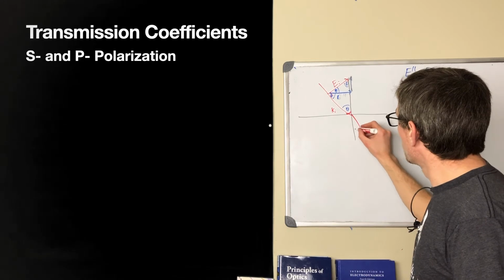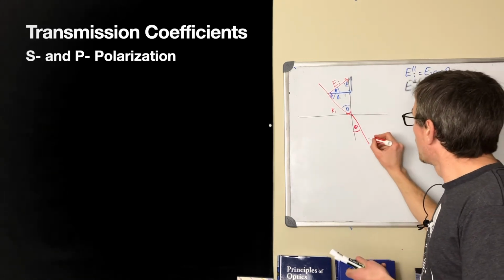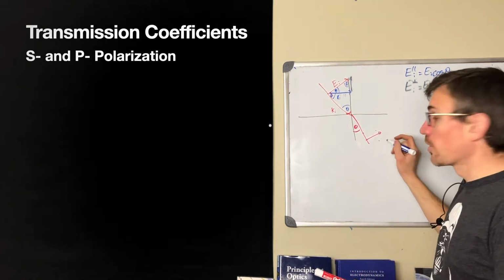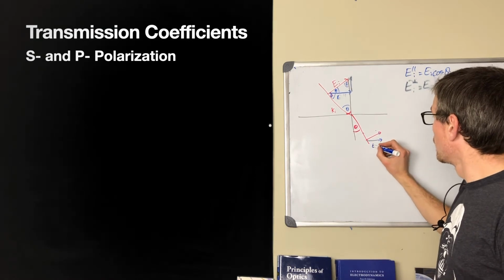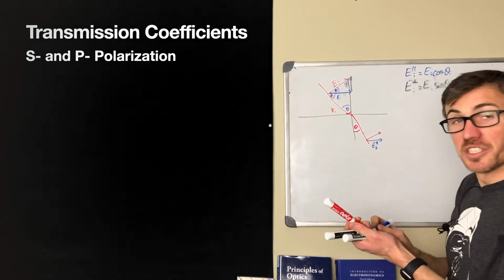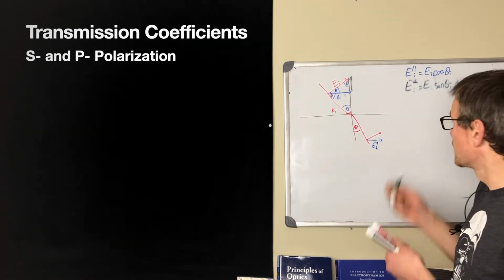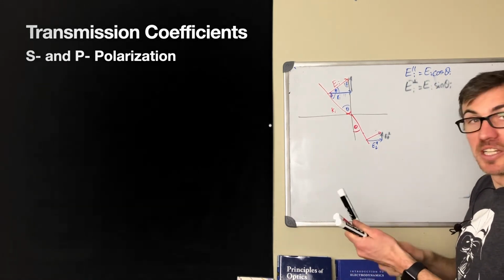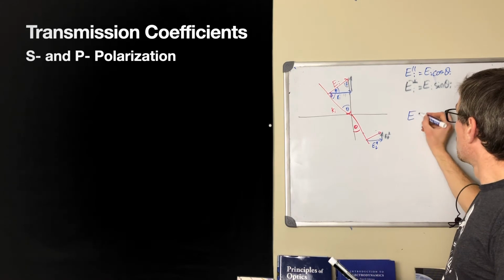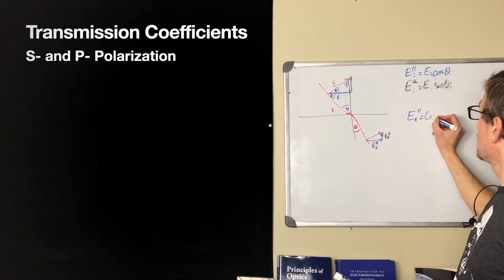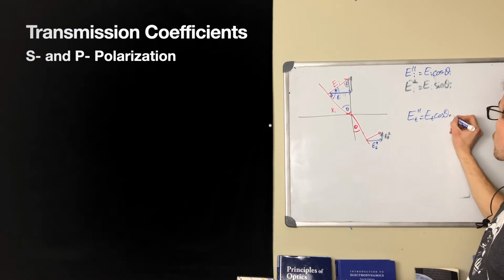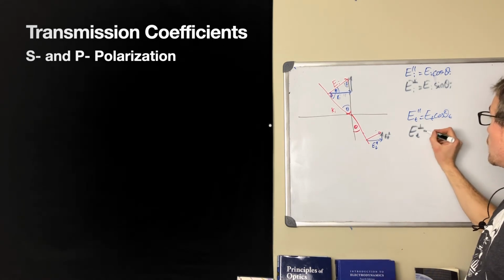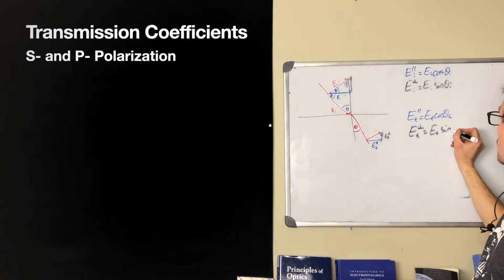Right? The transmitted beam has some theta here. And it's going to have some E transmitted part, which we can break up into a part which is perpendicular to the surface and a part which is parallel to the surface, in the exact same way. And we're going to get the same equations. All right? So we have ET parallel is equal to ET times cosine of theta transmitted. And similarly for the perpendicular part, ET sine theta.